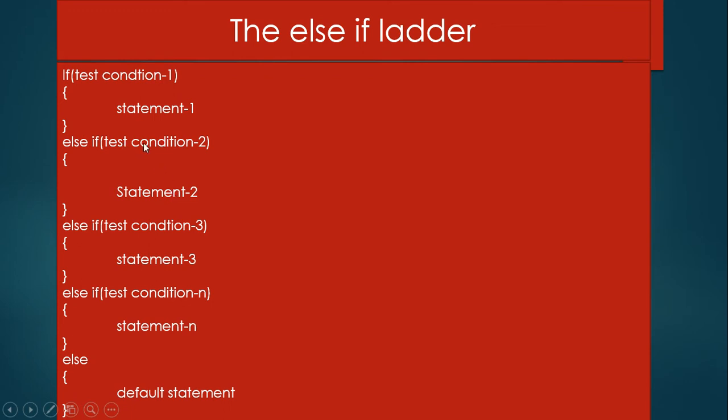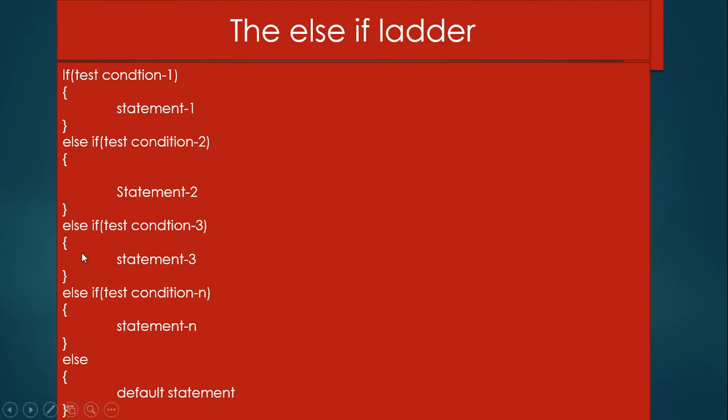And if test condition 2 is false, then the control will come into this else if part and check test condition 3. If test condition 3 is true, then statement 3 will be executed. If test condition 3 is false, then the control will come into the next else if part and check this condition and execute the statement. And you can write any number of else if conditions according to your need.